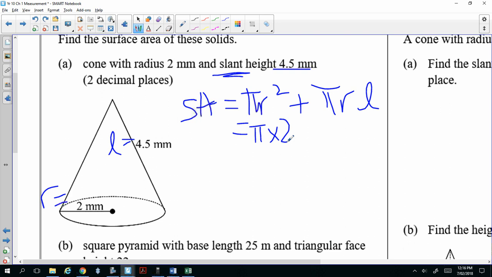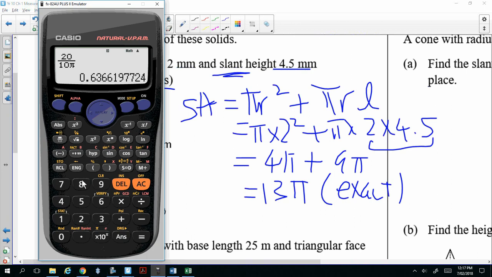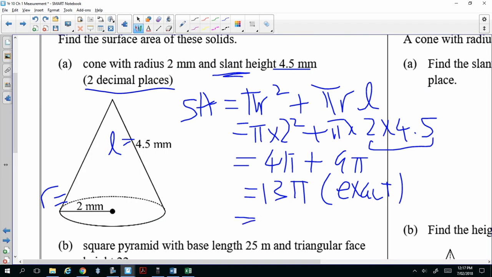So if they wanted to be exact, but if they wanted to be in 2 decimal places, you just have to press the button on the calculator. Do 13 pi equal, 40.84 millimeters squared. Any question? Yep. All right.